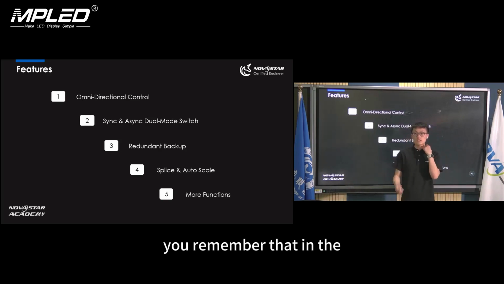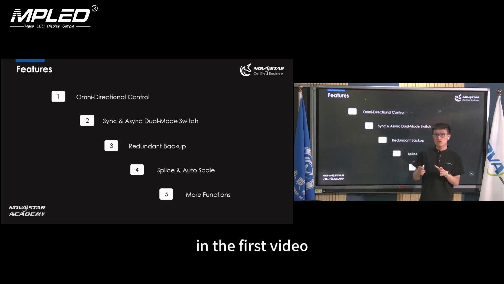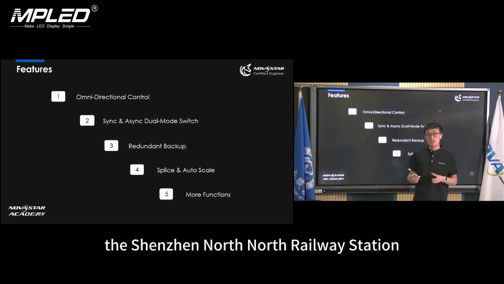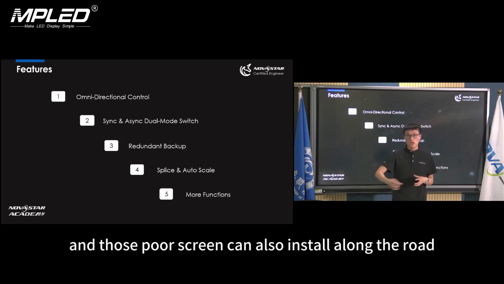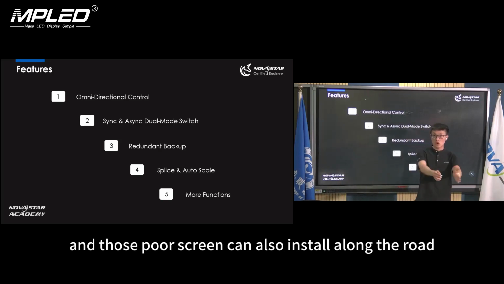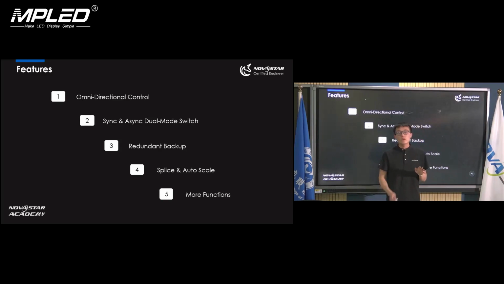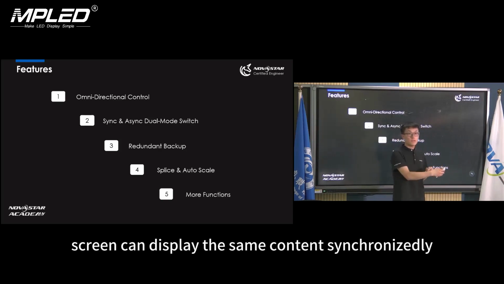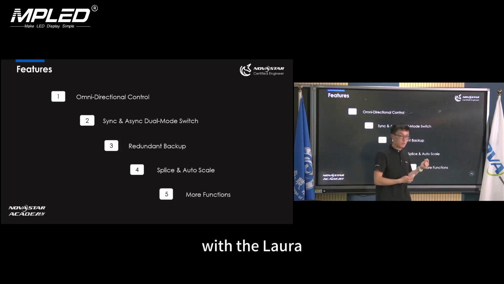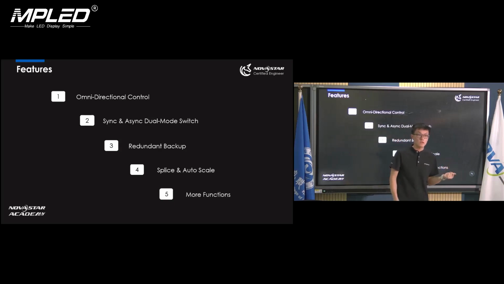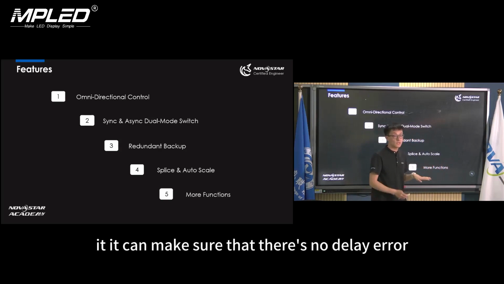You remember that in the first video, the Shenzhen North Railway Station, there are some pole screens, and those pole screens can also be installed along the road. And the most important thing for this system is that those screens can display the same content synchronously. With the LoRa mode in it, it can make sure that there's no delay error.